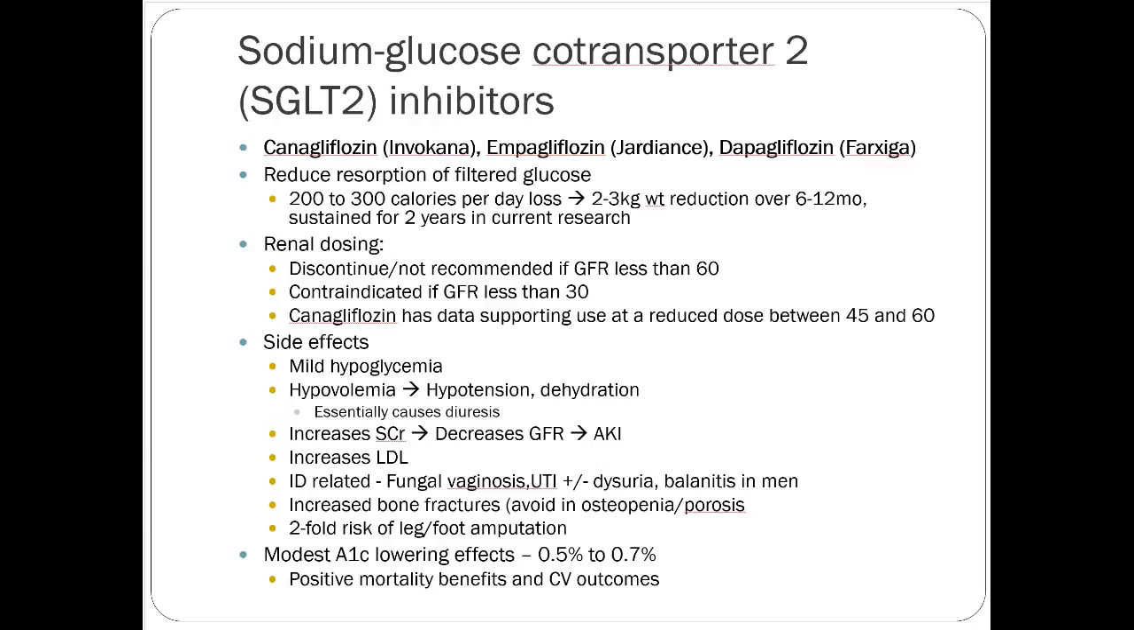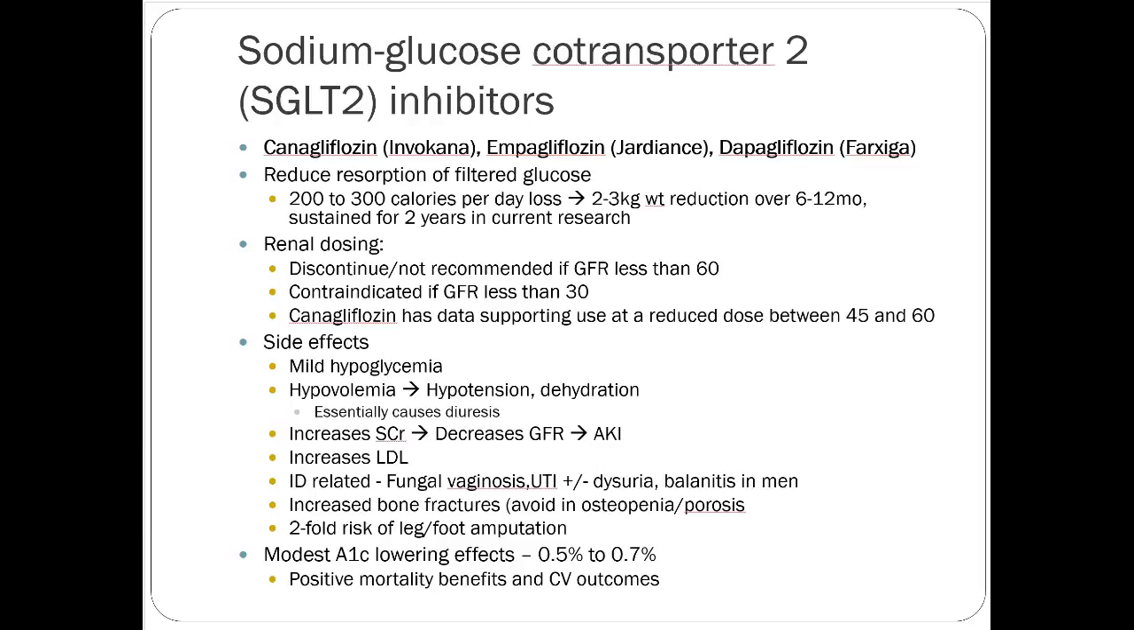Now the negatives. Renal dosing: you discontinue, or it's not recommended, if GFR is less than 60. It's totally contraindicated if GFR is less than 30. Canagliflozin has data supporting a reduced dose between 45 and 60 mL per minute. That's the only one that has that right now. But pretty much what this means for these drugs is that young healthy patients who have diabetes and healthy kidneys can take them. Patients with kidney compromise aren't going to be candidates for these medications.